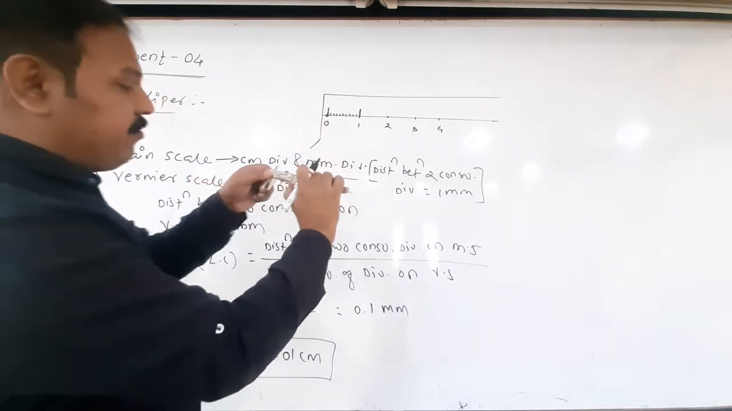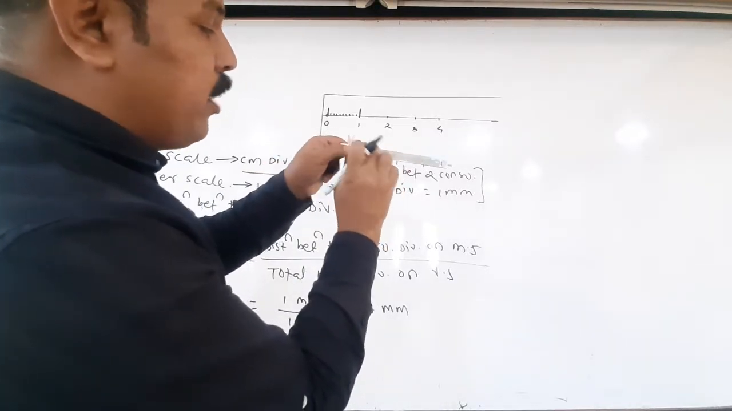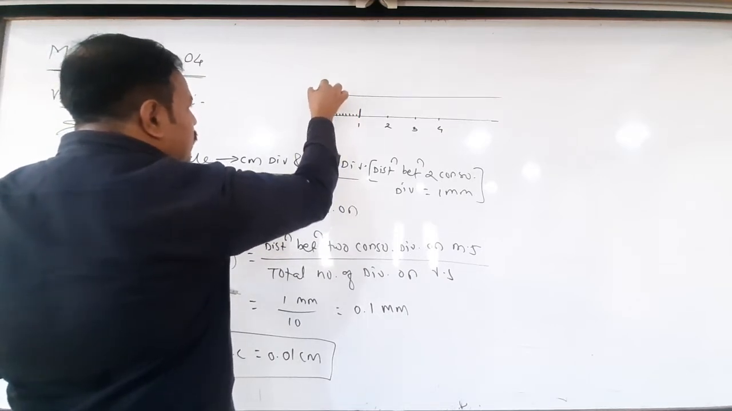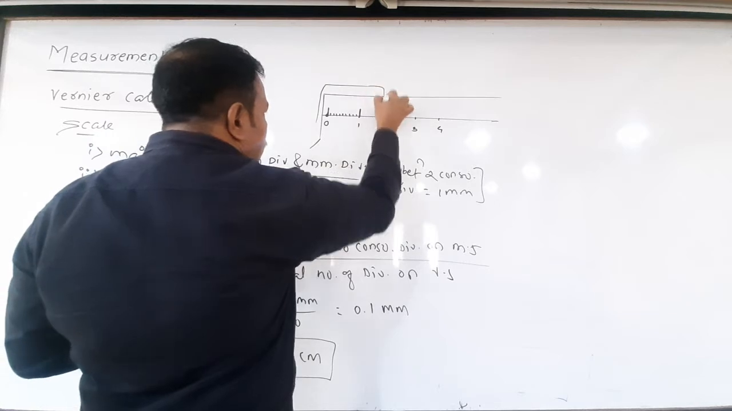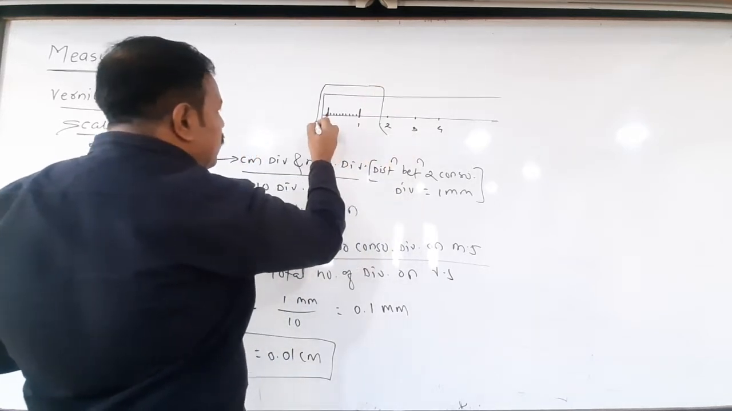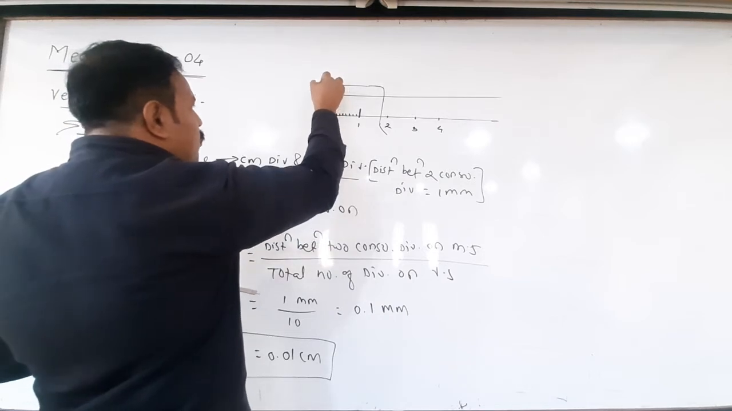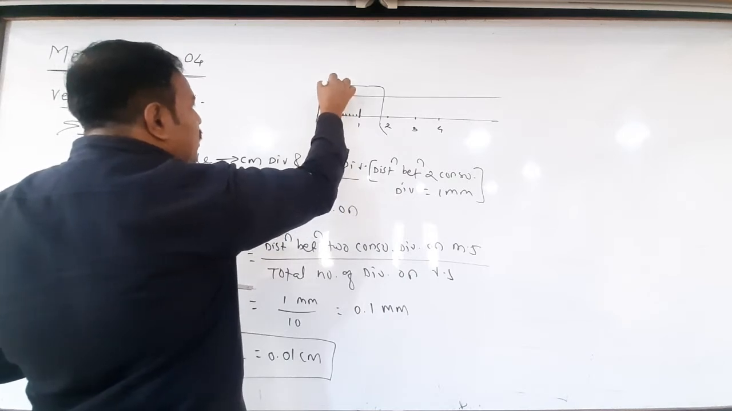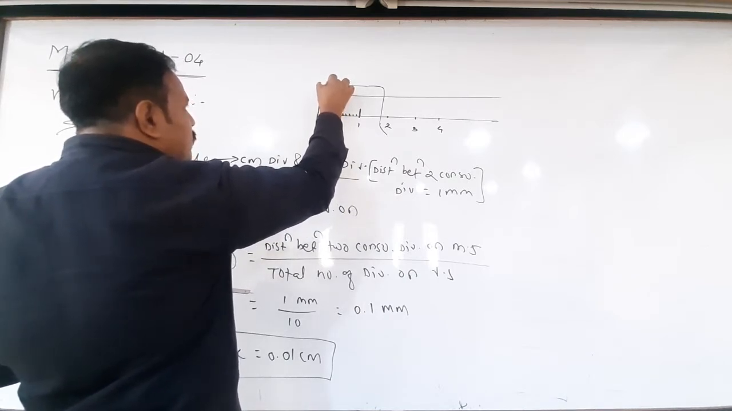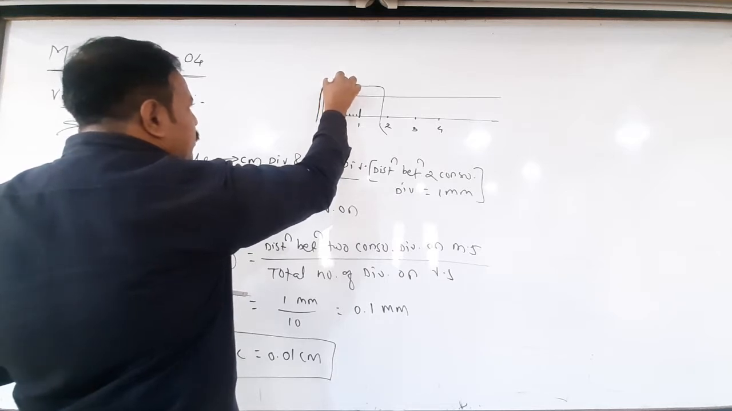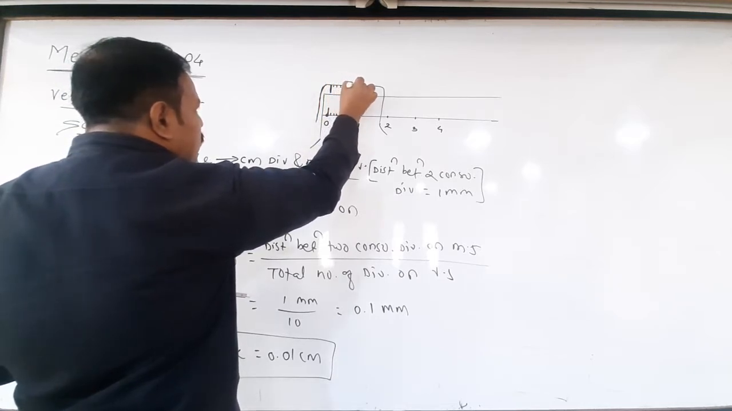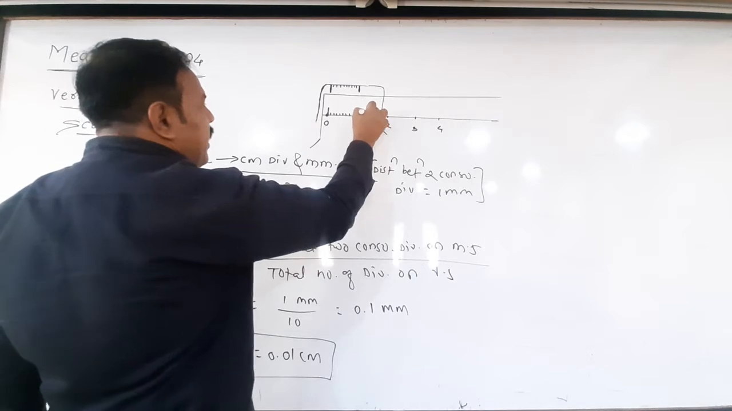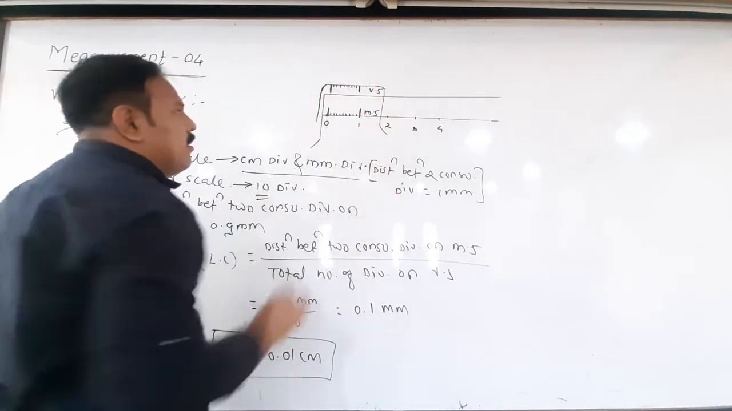Now the vernier scale. The vernier scale is printed on this movable jaw. Okay. Let us see here. This is the movable jaw. See here. Look at this. And on the movable jaw also there is a scale. Like that. Here this is the first division. And there are different divisions on it. How many divisions are there? 10 divisions. Like that. This is the main scale and this is the vernier scale.